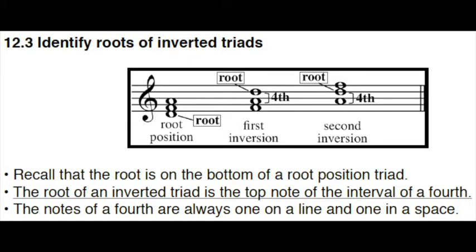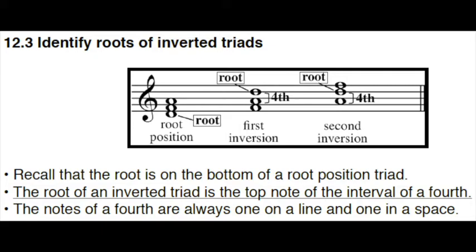Recall that the root is on the bottom of a root position triad. The root of an inverted triad is the top note of the interval of a fourth. So if you look at the first inversion, there's only one fourth. It's from A to D. And second inversion, there's also only one fourth. It's also from A to D. So that's just a different way to find the root. The top of the fourth is the root of the triad. The notes of a fourth are always one on a line and one in a space. Those are just hints to help you find that fourth.